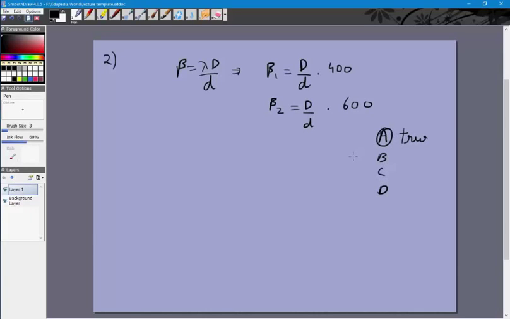B says m1 is greater than m2. Now what is m1, m2? We take a certain distance y and the number of fringes between this. So the greater the fringe width, the smaller the number of fringes. The smaller the fringe width, the greater the number of fringes. So if beta 2 is greater than beta 1, then m1 has to be greater than m2. So the second statement is true as well.